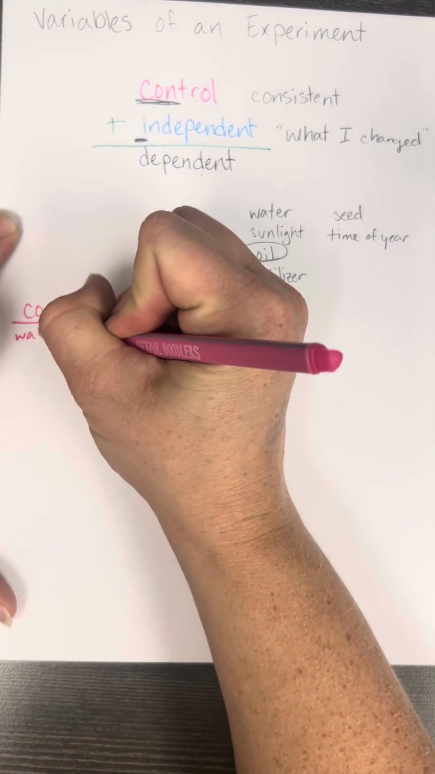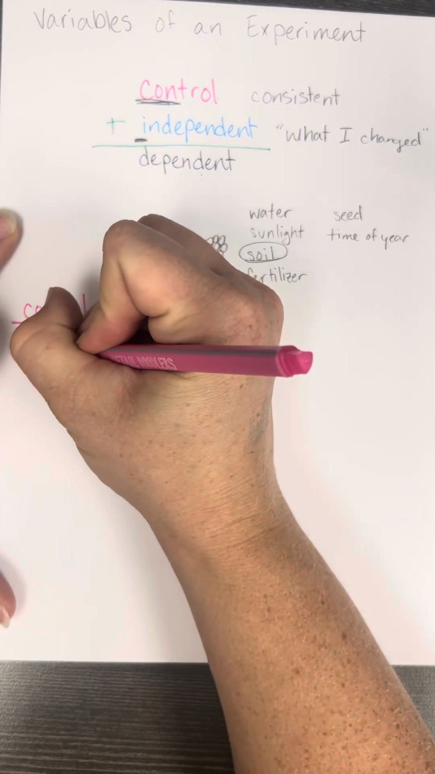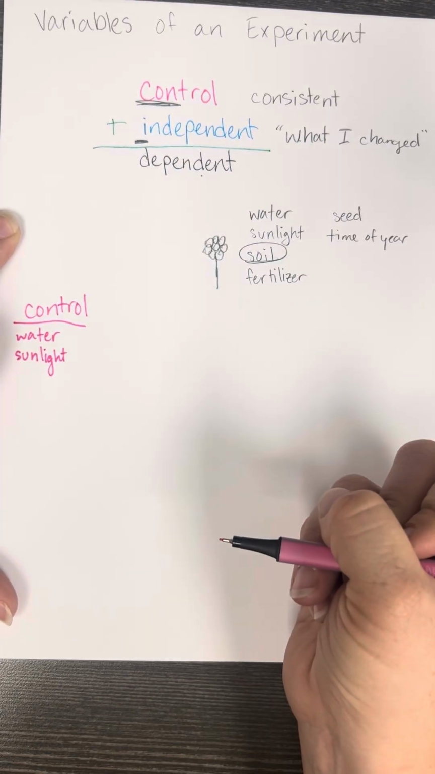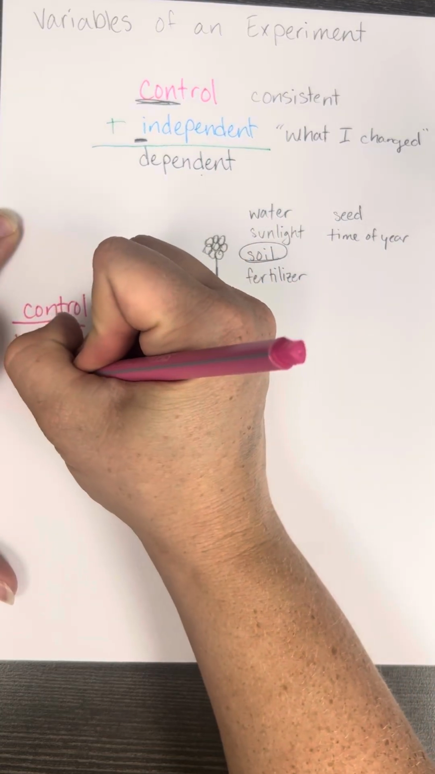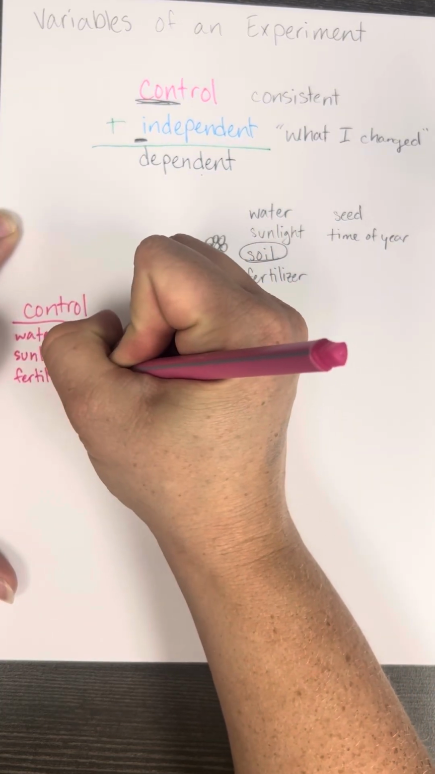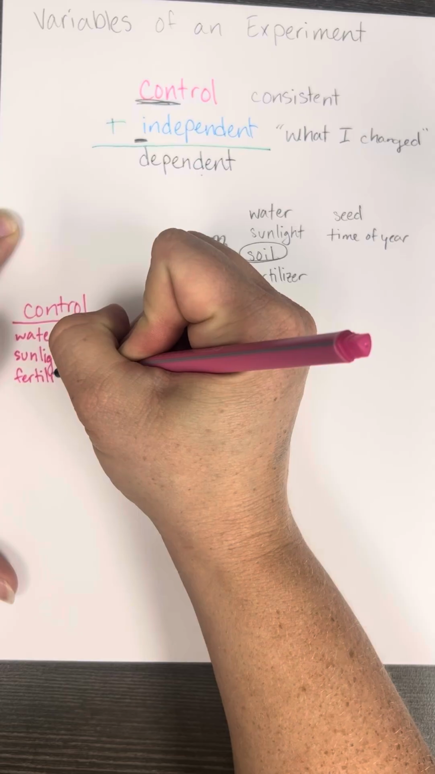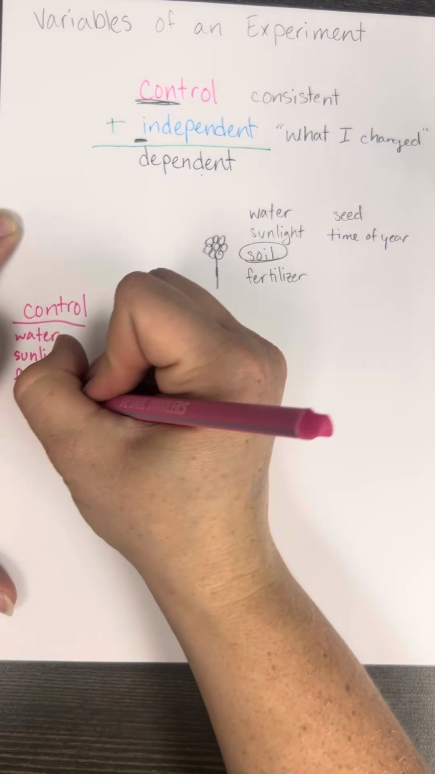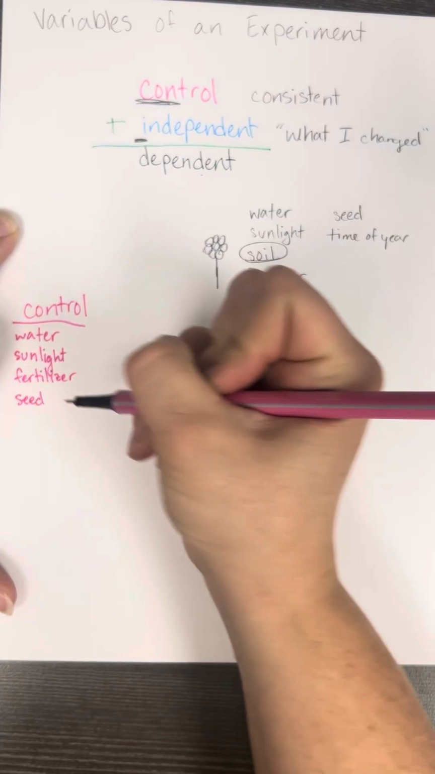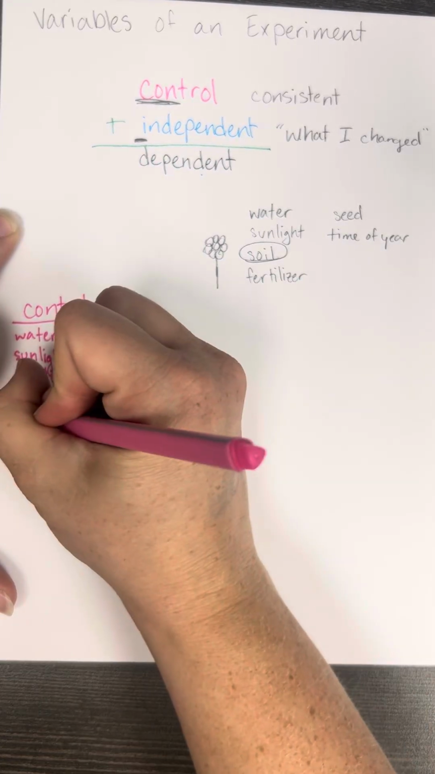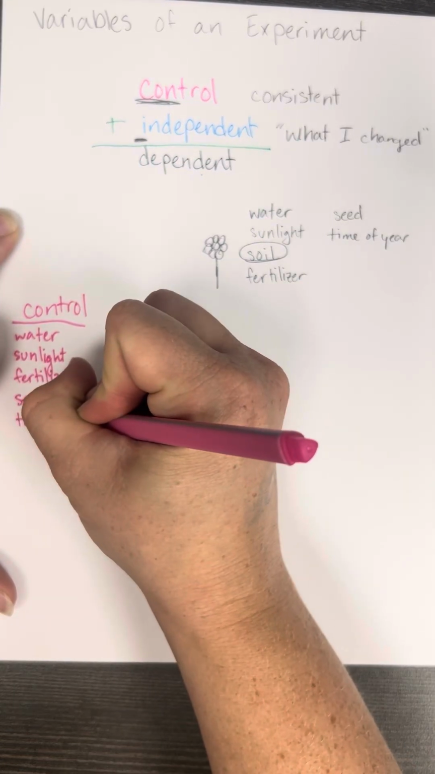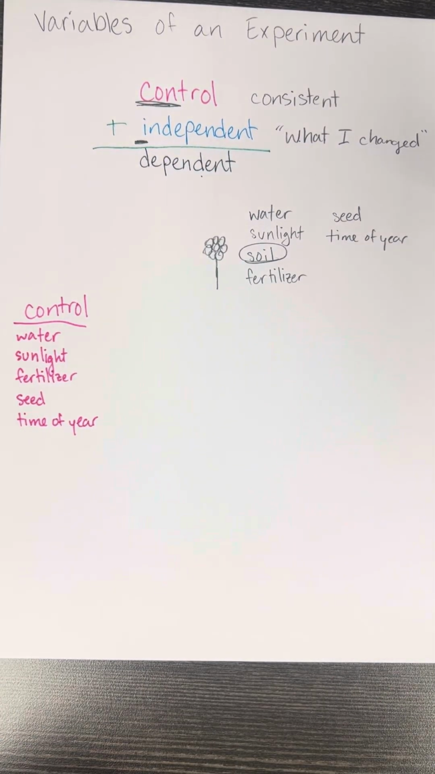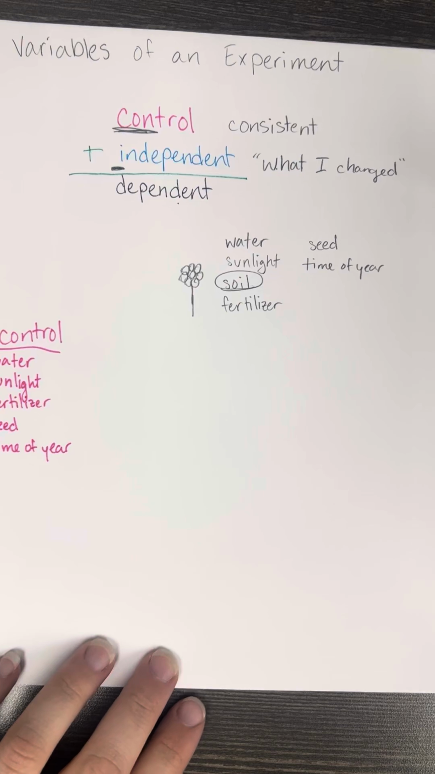So they're all going to get the same amount of water. They're all going to receive the same amount of sunlight. They're going to have the same amount of fertilizer and the same type. They're all going to be the same seed, so it'll come from the same packet, and they'll all be planted at the same time of year. Okay. So I have my control.